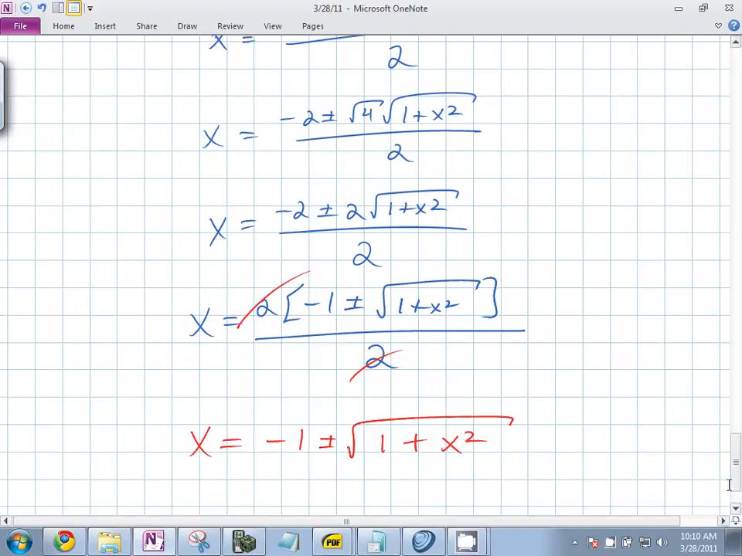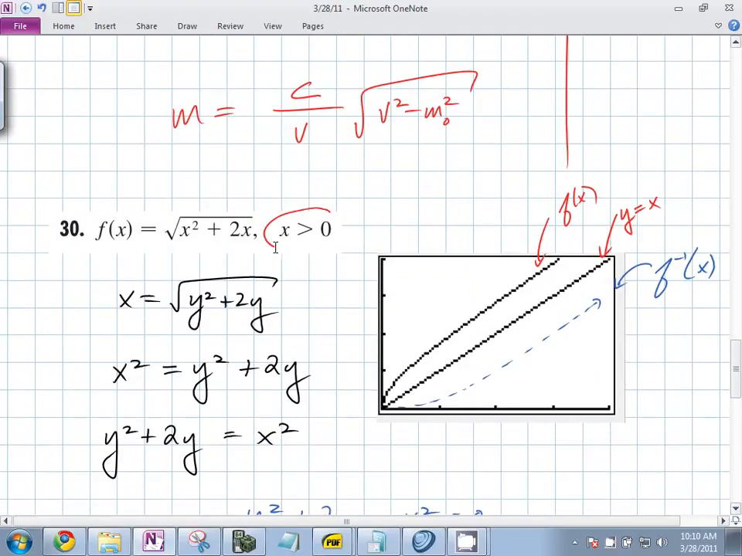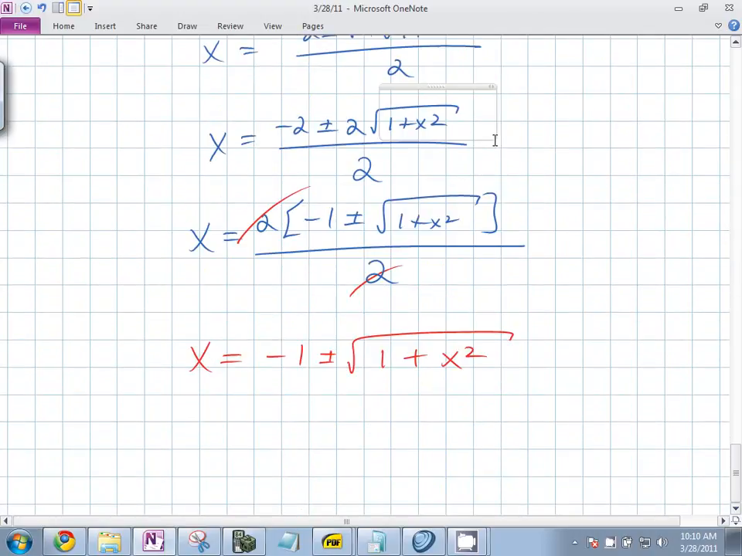Now that's a plus or a minus, correct? Something a little weird going on there. So we have to go back and look here. What was the domain of our original function? X is greater than 0. So that's the domain of our f, right? So that's going to be the range of this function. So what's the range here? Y greater than 0, because the domain of the original function was x such that x is greater than 0.